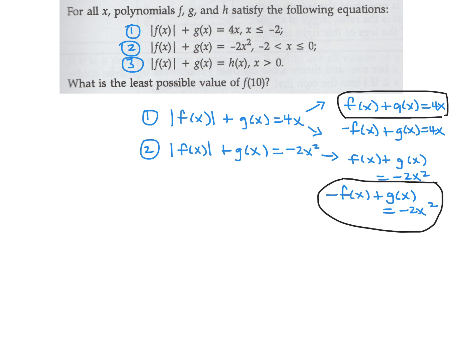Okay, so if I add those two, I will get 2g at x. I just have to do this carefully here. 2g at x. The f at x terms cancel, right? Because one's negative, one's positive. And then on the other side, we just get 4x minus 2x squared. Okay, divide through by 2, we get g at x is equal to 2x minus x squared.